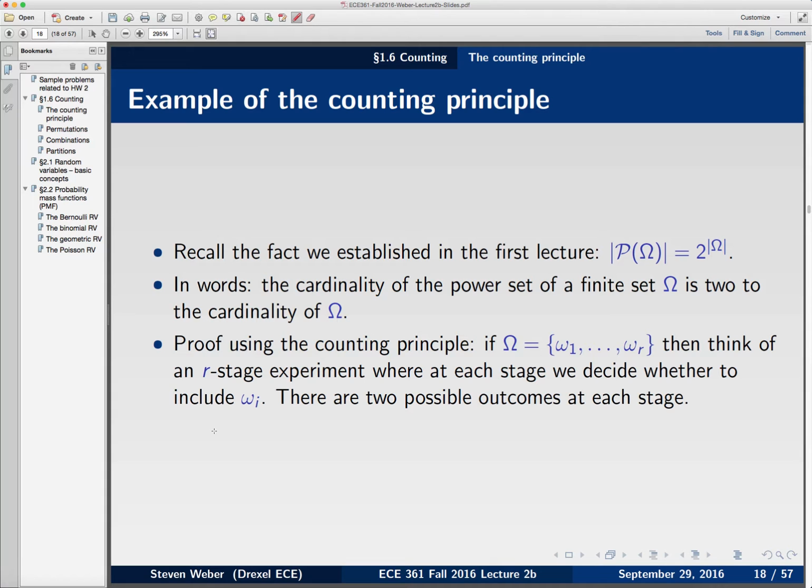So let's try and prove that using the counting principle. Now we think of omega as having elements omega 1 through omega r, with each of the omegas representing a stage in our compound experiment. And in particular, at each stage, we decide whether or not to include that omega i in our subset. Since there are 2 possible outcomes at each stage, each of the n sub i's is 2. And therefore, when you multiply 2 by itself, in this case r times, you get 2 to the r.